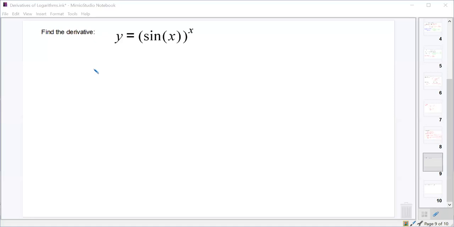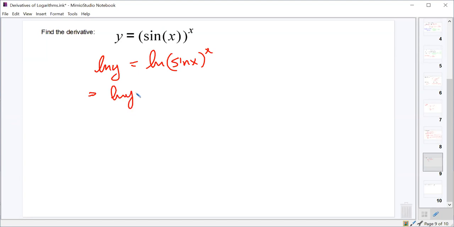All right, so our first step should be to take the natural log of both sides. Which gives us natural log of y equals x ln sine x. Everybody do that first step correctly? Any issues with those first couple steps?